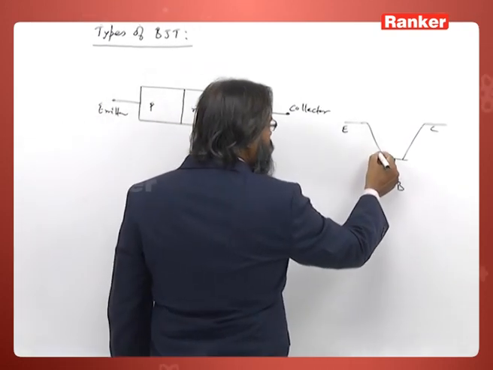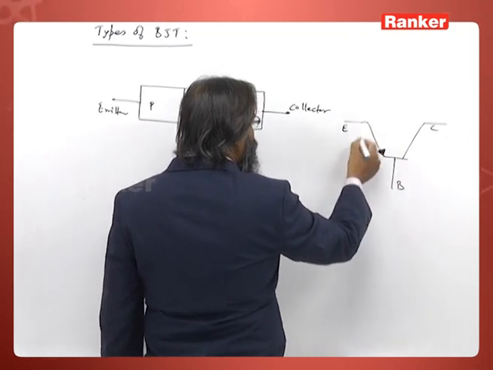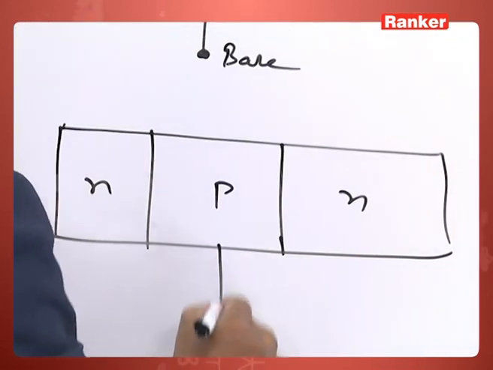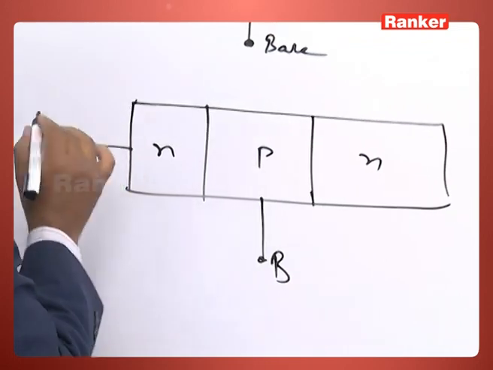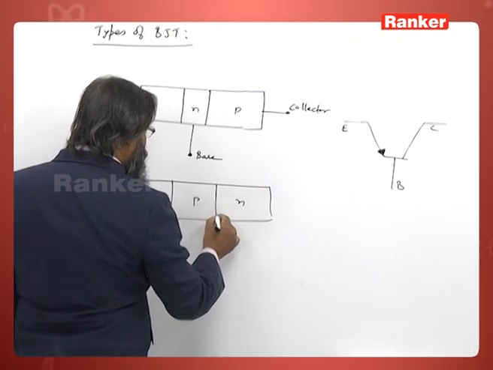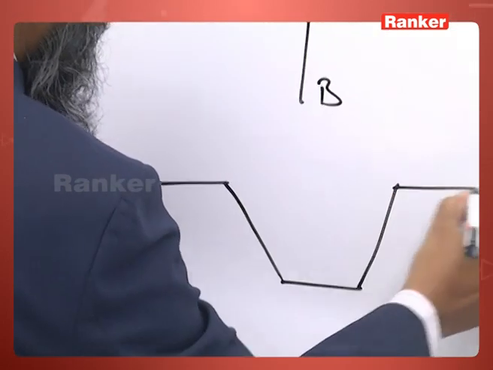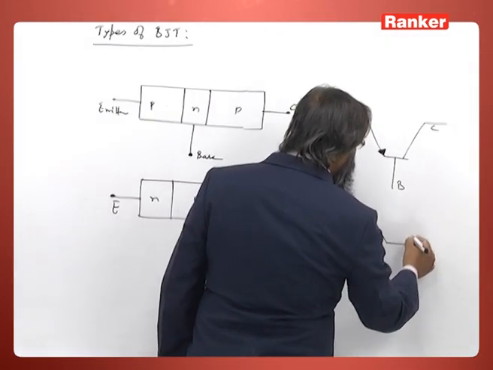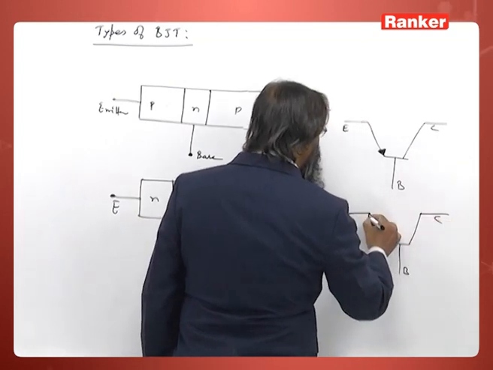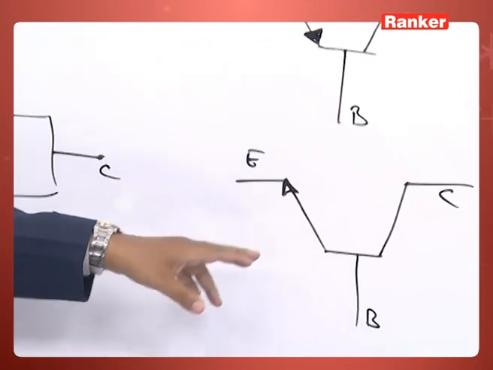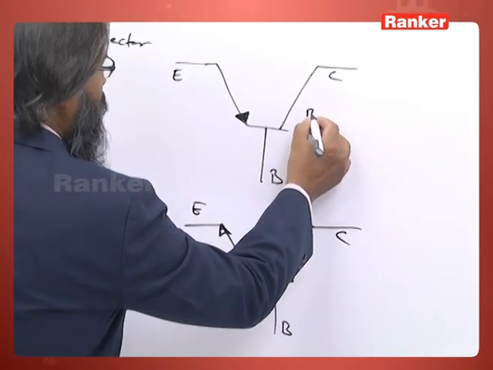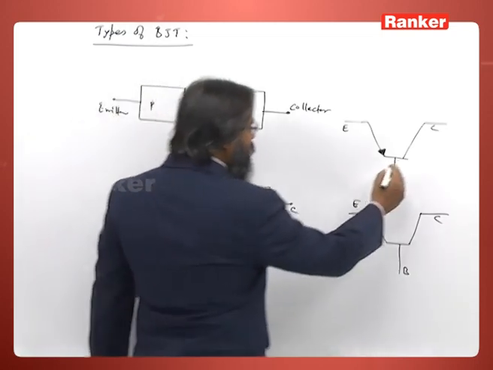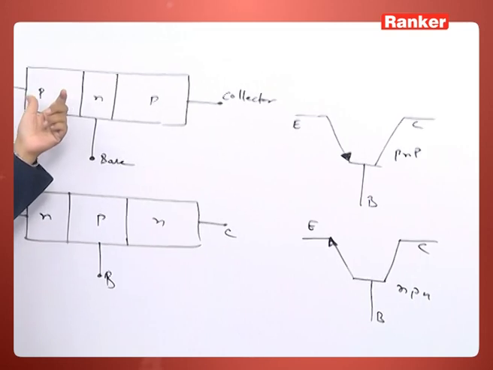If it is PNP type, then we have an arrow like this. This arrow tells the direction of the current, we will see later on. So, this is the symbol of a PNP transistor with these three terminals: emitter, collector and base. Similarly, we can have NPN. This is your base B, and this is the emitter and this is the collector. The symbol we are going to use is the same as this, with the arrow in the other direction. So, this is NPN, this is PNP, and this is NPN. These are the symbols.